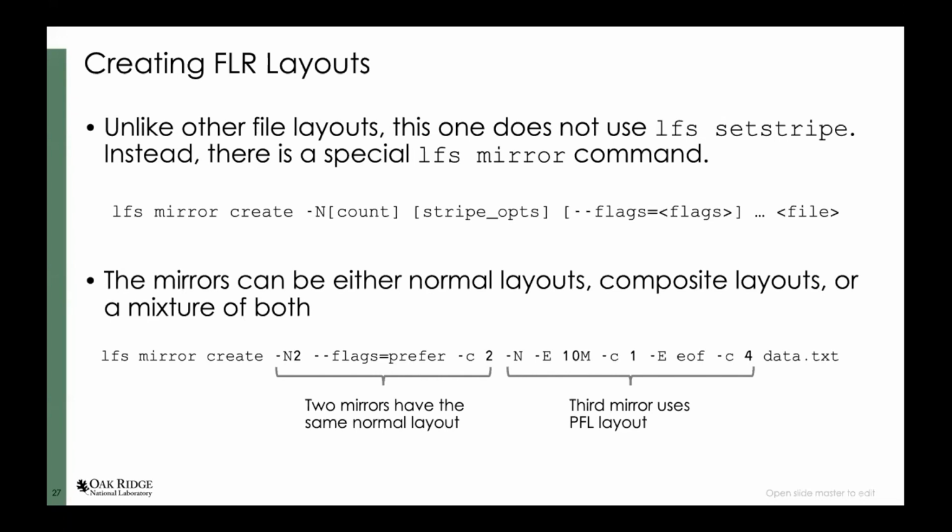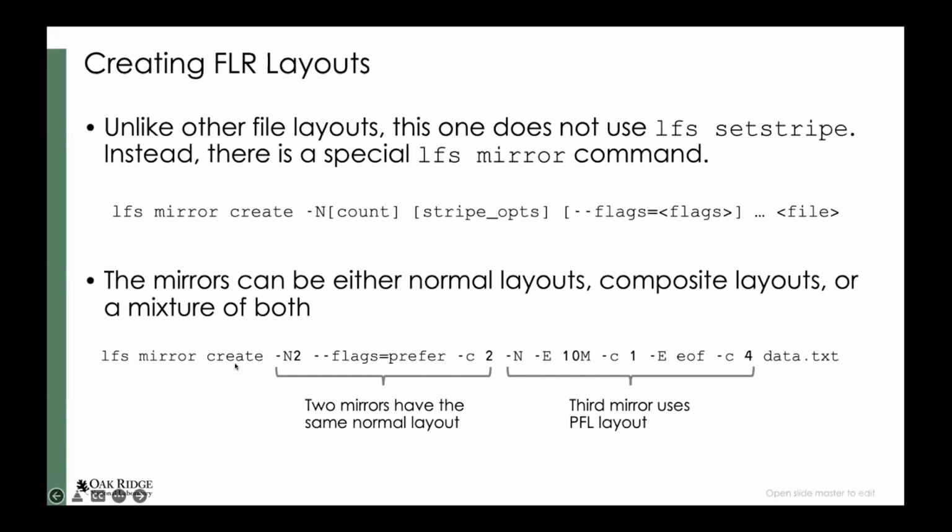To create an FLR layout, this is the one layout that doesn't use lfs setstripe to create it. Instead, there's an lfs mirror command, and you use lfs mirror create -N, and then you specify the number of mirrors that use the layout parameters that follow it. So you say -N, a number, your stripe options for that mirror, as well as some flags potentially, and then that can be repeated for multiple potential mirrors for the file. The mirrors can be either normal layouts, composite layouts, or a mixture of both.